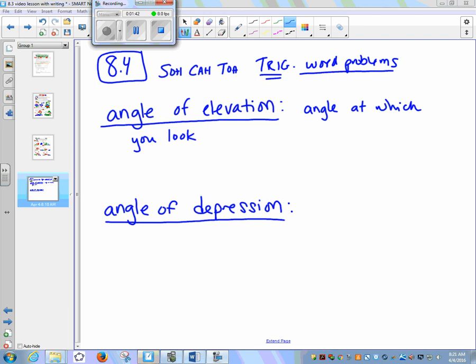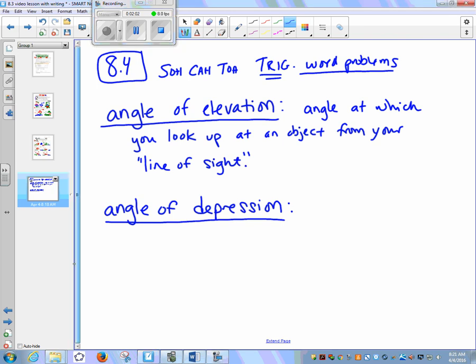So it's the angle at which you look up at an object from your line of sight. I have to define that also. Okay, and an angle of depression is the angle at which, and again, this is just going into your notebook on a blank piece of paper, you look down at an object, again from your line of sight.